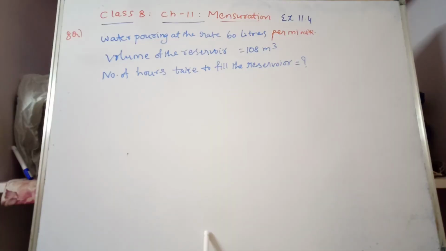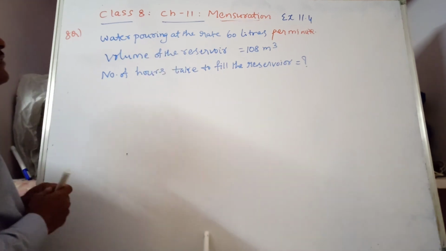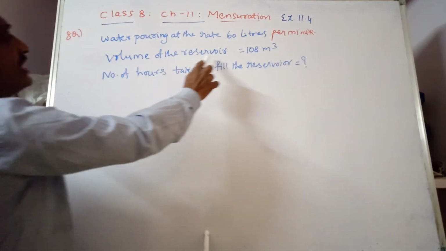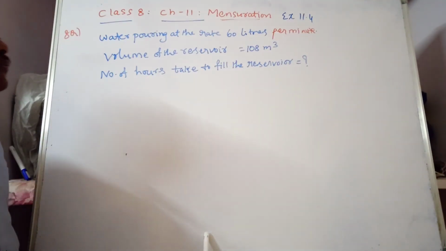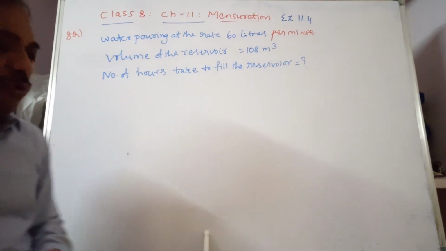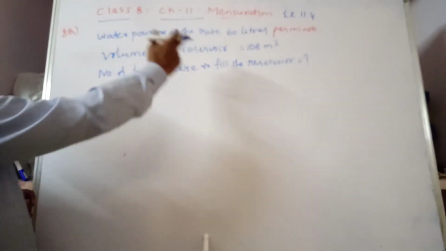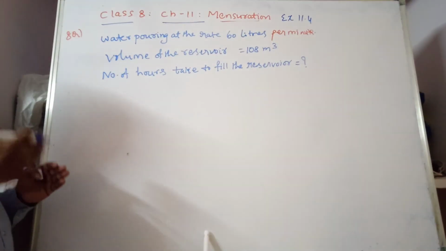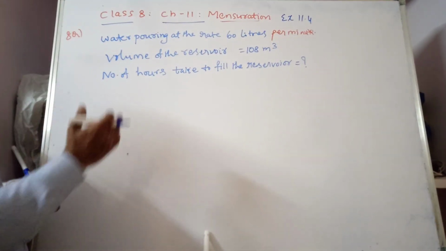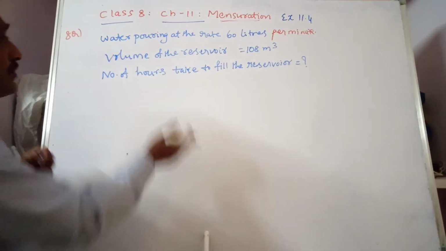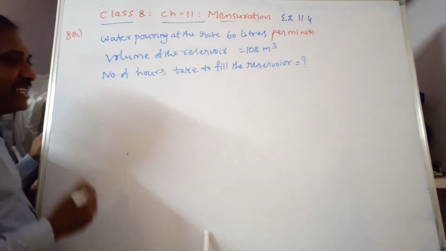So now you can see here water pouring at the rate of 60 liters per minute into the reservoir. The volume of the reservoir is given as 108 meter cube. The number of hours to fill the reservoir, that we have to find out. Here volume is given in meter cube and the rate is in liters per minute, so first we need to convert that into capacity.